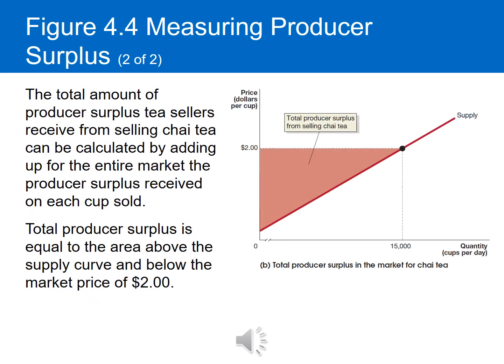Now, a typical market with many sellers is going to have a straight supply curve like we've worked with supply and demand curves in the past. The total amount of producer surplus from tea sellers that they receive from selling this tea can be calculated by adding up the entire market and the producer surplus received on each cup sold. So the total producer surplus is equal to the area above the supply curve and below the market price of $2. You can see that as the shaded red area in the figure on the right.